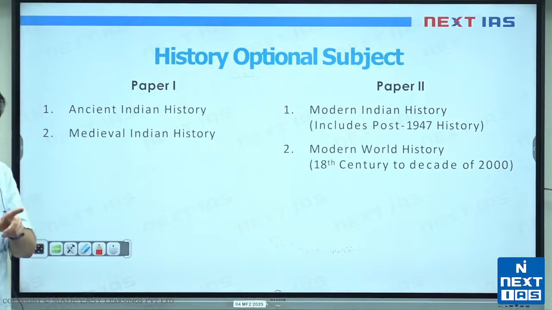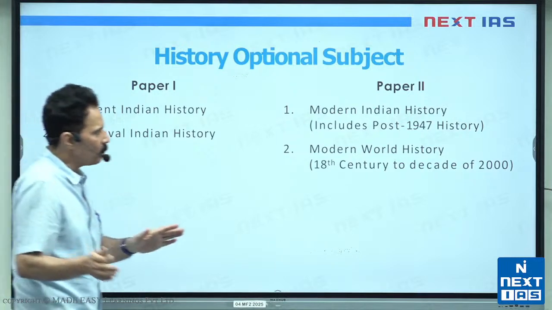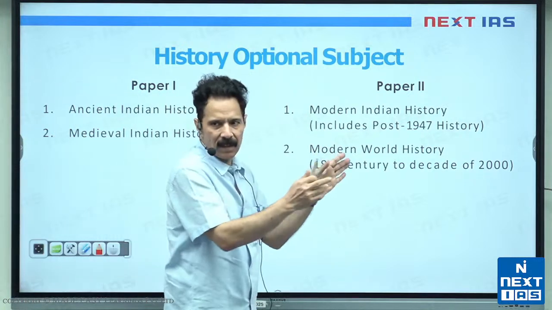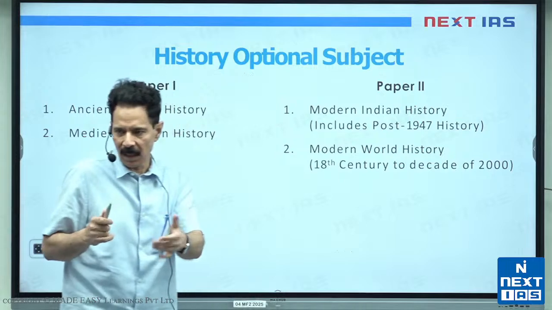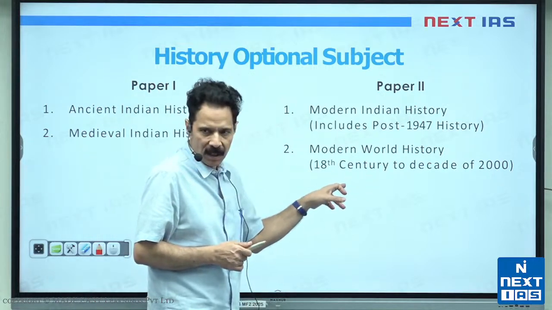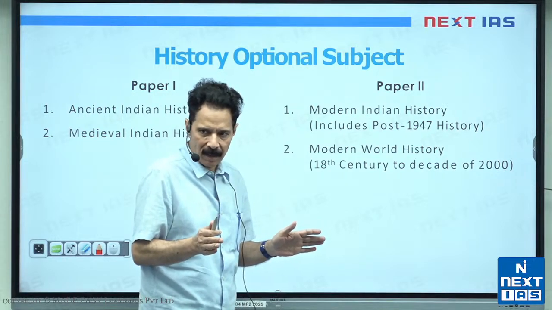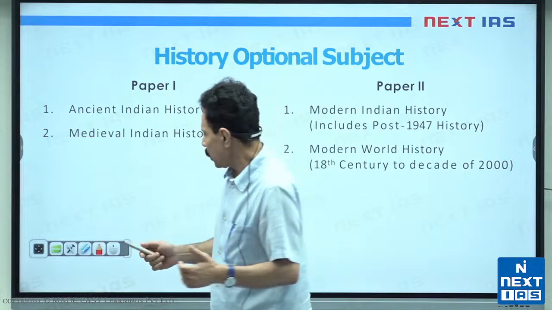You cover art and culture medieval. That is enough for GS. You cover modern Indian history. I mean, if you consider till independence, that is enough for GS. You cover world history, the same syllabus in GS, that is enough for GS. Is it fine? Right. Any other issue you have related to what I have discussed?